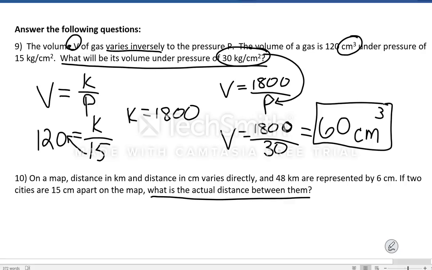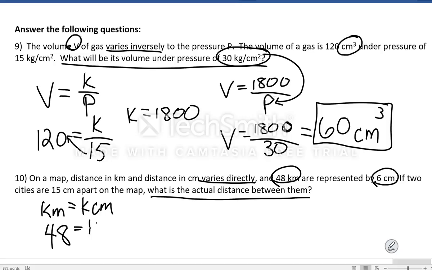On number 10, it's saying that they vary directly. So what varies directly? Well, the kilometers varies directly with the centimeters. So kilometers is equal to K, constant, times the centimeters. So I do know that the kilometers is 48, the centimeters is 6. So let's start plugging in, substituting values to see what we get. So when I do this, I get K is 8. Okay, so our K value is 8.